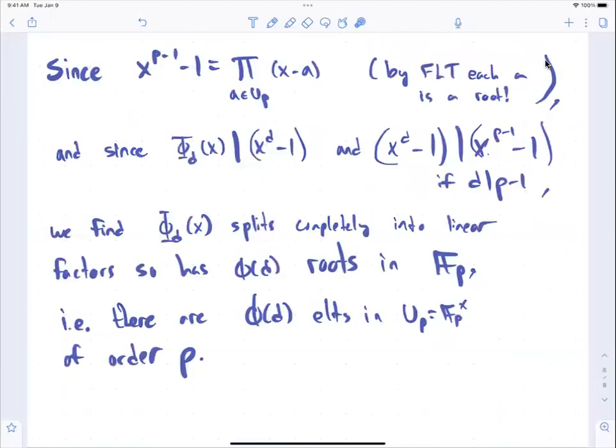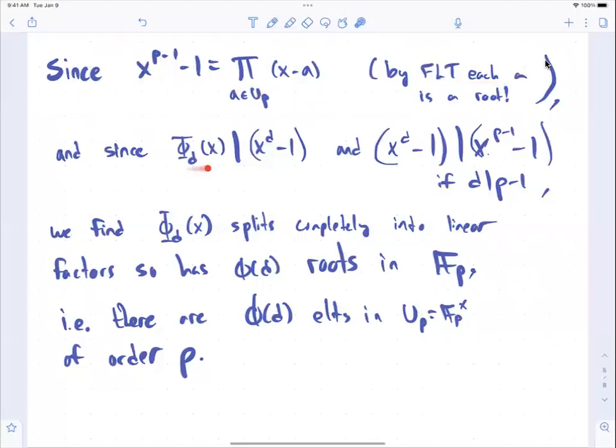But that's not so hard, because I know that x to the p minus 1, this polynomial, is actually just the product over all a in F_p cross, or in U_p, of x minus a. This is because this is a degree p minus 1 polynomial, there are p minus 1 such things, and by Fermat's little theorem, each of these is a root. By Lagrange's theorem for polynomials, I can have at most p minus 1 roots of this degree p minus 1 polynomial. So this is really the complete factorization. Good, so this polynomial splits completely into linear factors.